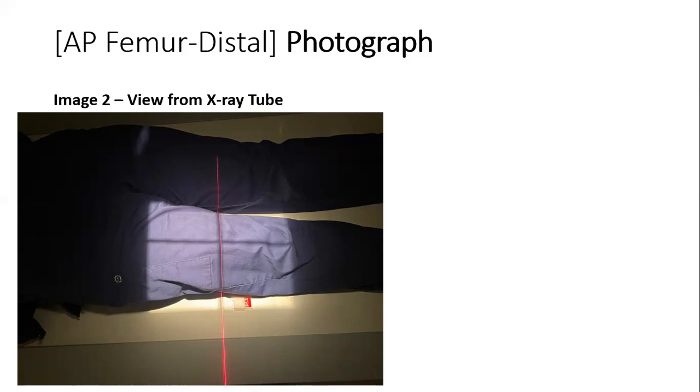Our central ray location for this image should be perpendicular to the femur and the image receptor. We should also direct the central ray to the midpoint of the image receptor. The CR angulation for this image will be 0. We do not need any angulation on this image.